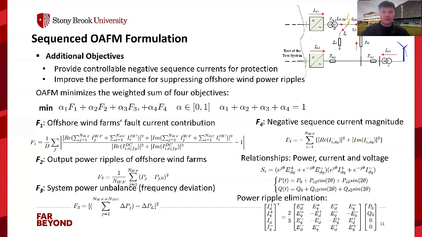With the sequenced voltages and currents, the relationships among power, currents, and voltages are provided in this slide. To eliminate offshore wind farms' output power ripples, we can directly calculate the positive and negative currents by setting their values to 0, as shown by the final equation of the slide. The constraints of the sequenced OEFM are the same as the non-sequenced OEFM.